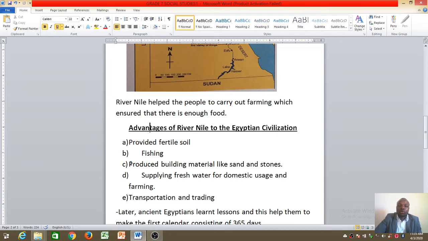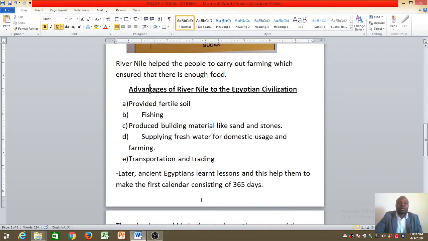River Nile also produced building material like sand and stones for building. It also supplied fresh water for domestic usage and farming. River Nile also was used for transportation and trading, where people could cross and go to exchange things.